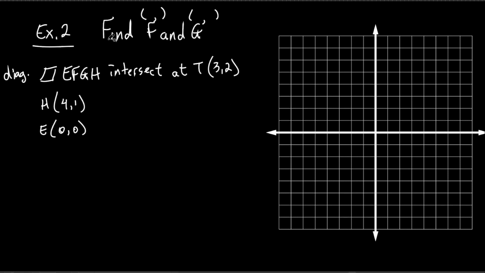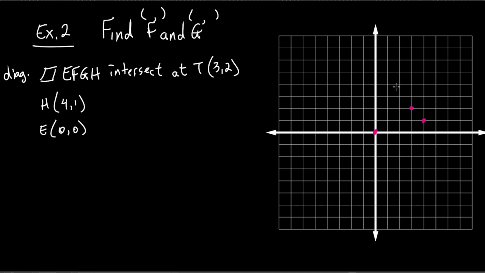So let's draw this thing out as much as we can. Can you see that pink all right? Could you see that pink from before? All right. So let's put some points in here. 4, 1. 1, 2, 3, 4, 1 right there. And then 0, 0 right there. And then T, which is the intersection of the diagonals, is at 3, 2. 1, 2, 3, 1, 2. Okay? So we got to find F and G.